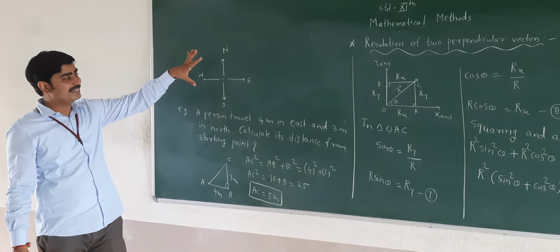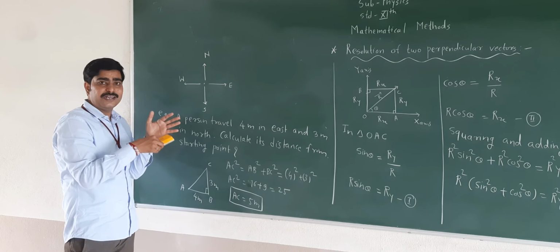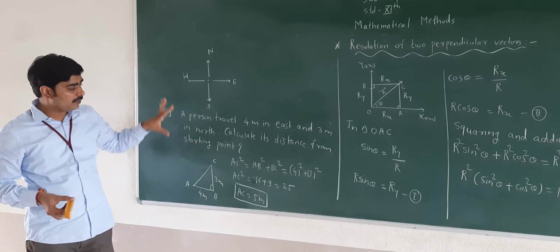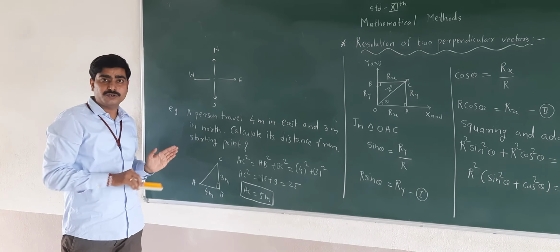So remember this direction. Here east and north is given, so direction will be given in any way. So you should draw the diagram and then you should find the shortest distance.